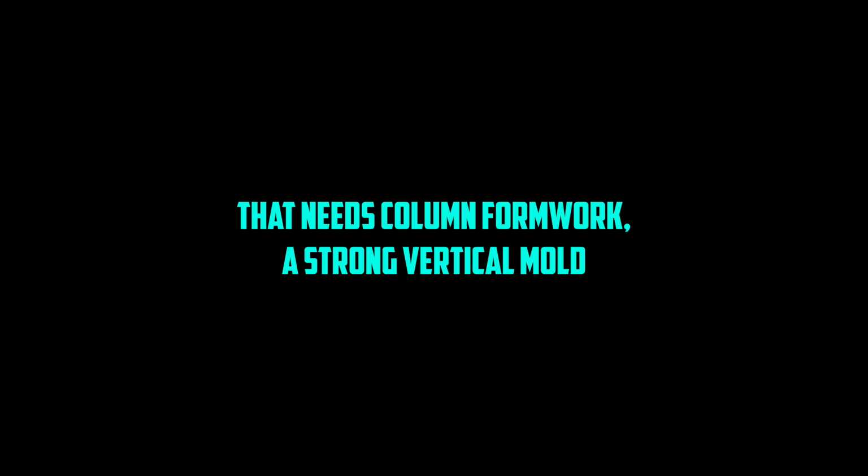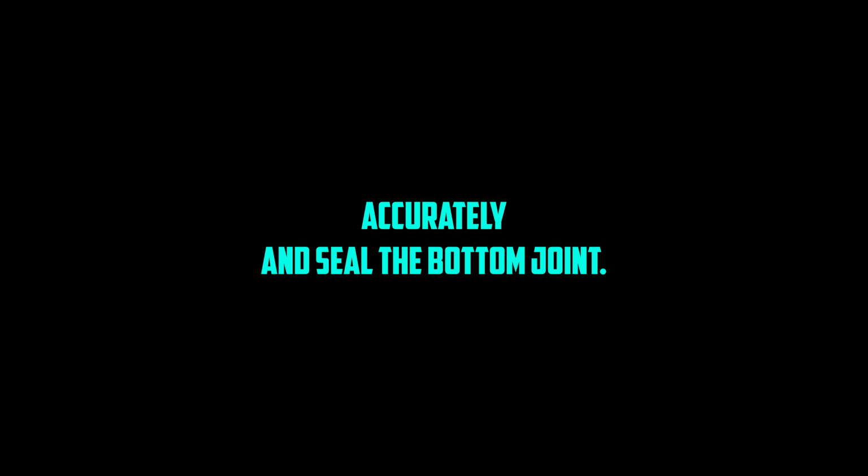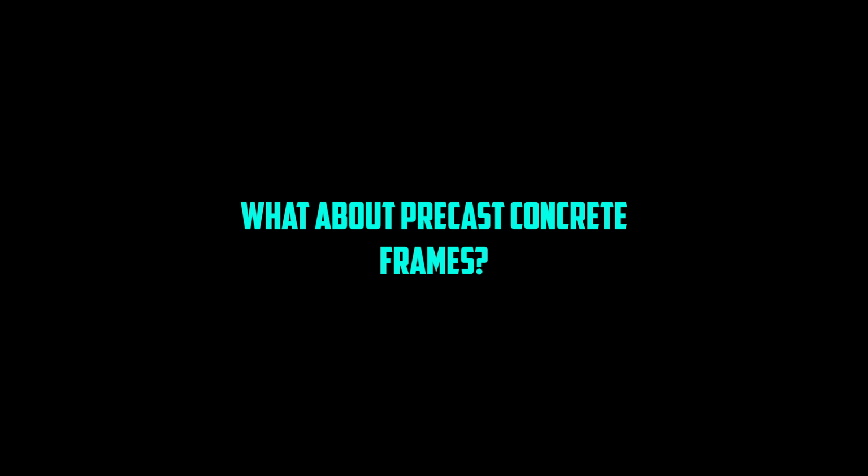A strong vertical mold designed to resist the outward pressure of the wet concrete. You use clamps or yokes around it, usually metal these days. Often, a small concrete kicker is cast first on the floor slab to position the column formwork accurately and seal the bottom joint.